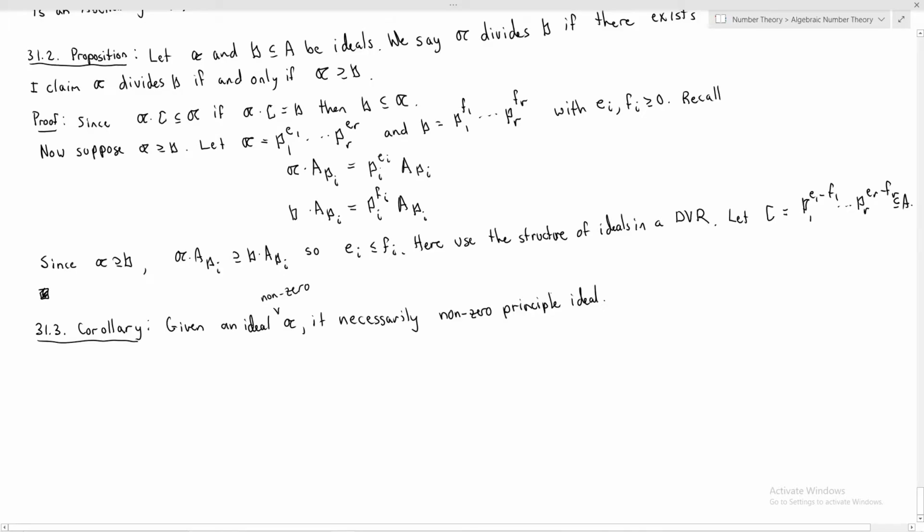Okay. Proof. So this follows basically immediately from 31.2. Since A is non-zero, it contains a non-zero element. It's going to contain the ideal generated by that, and by 31.2, the proposition we just proved, A divides this ideal generated by alpha.